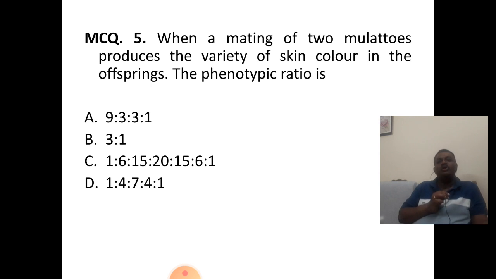When a mating of 2 mulattoes, that is intermediate skin color, is seen, it produces a variety of skin color in the offsprings. What is the phenotypic ratio that it forms? As we have understood, there should be equal distribution on either side with a maximum value at the center. Since 3 dominant genes are involved in the cross, the ratio is, answer C, 1 is to 6 is to 15 is to 20 is to 15 is to 6 is to 1. So answer is D.